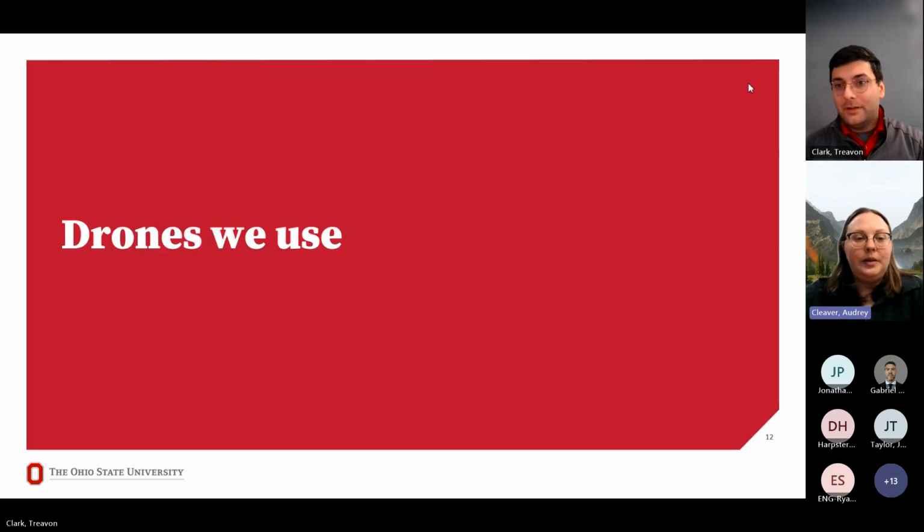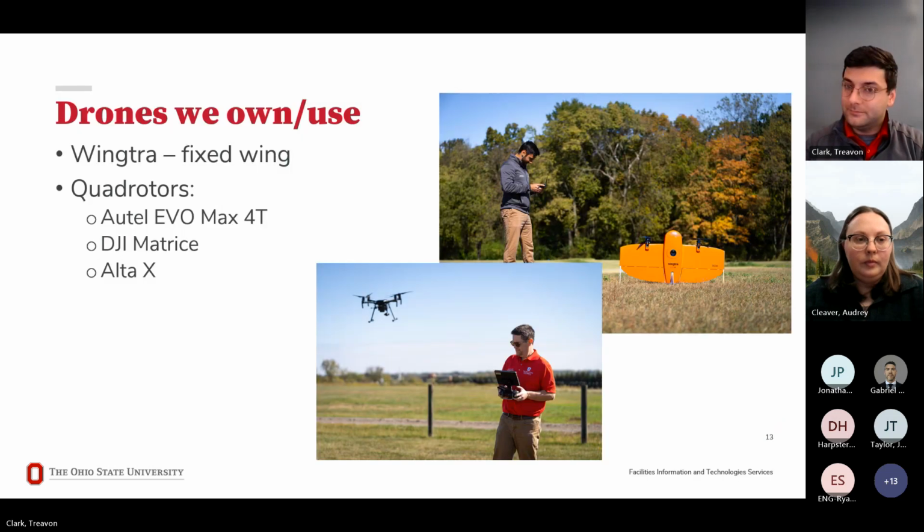So now we're going to talk about some of the drones that we use. We have 4 drones that we have access to. Our favorite is the Wingtra. This is a fixed wing. It's that orange drone in the background. That is the drone that we utilize the most when we were doing our campus-wide flights. We also use this when we were doing regional imagery during the summer.